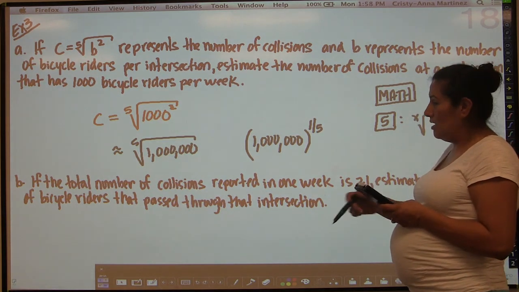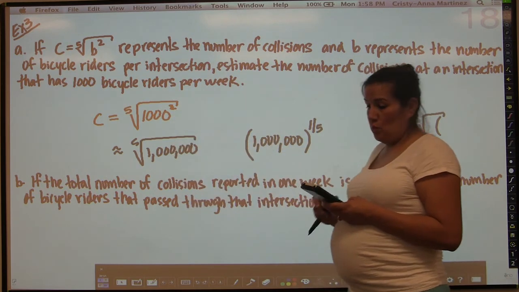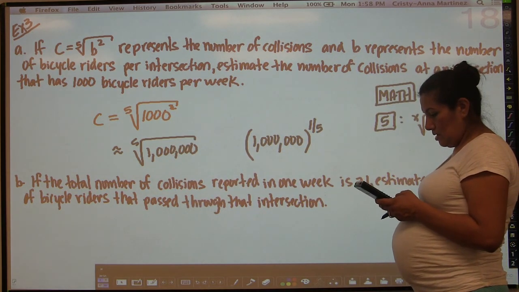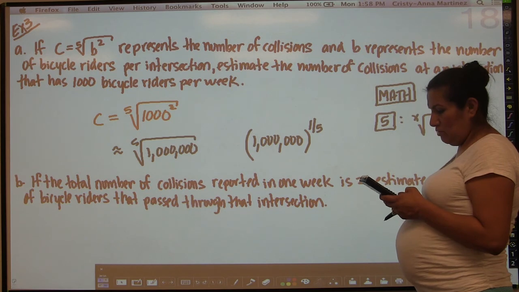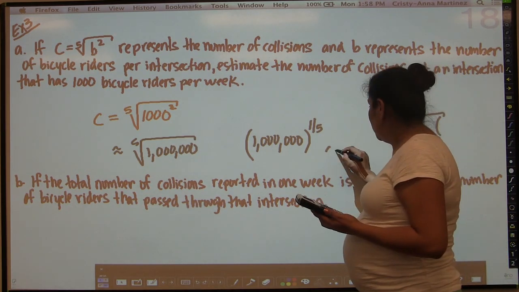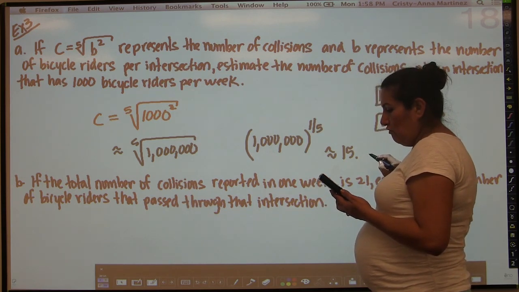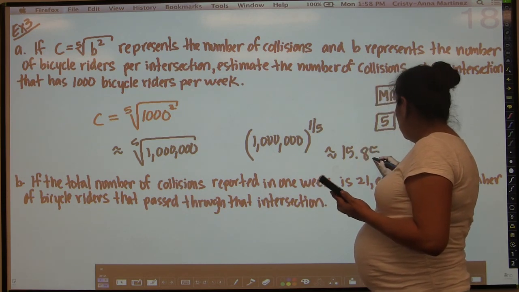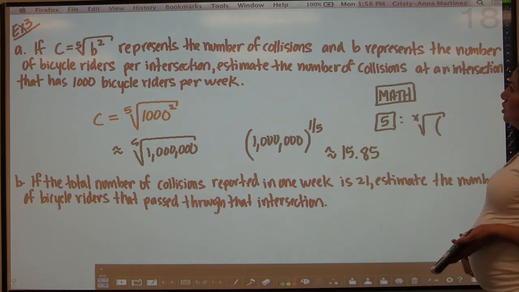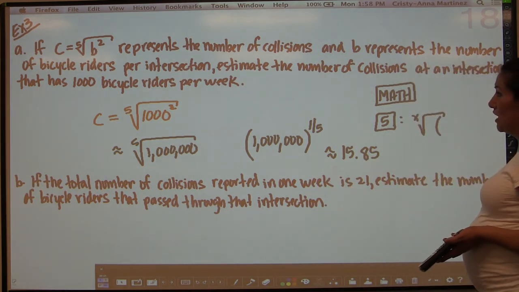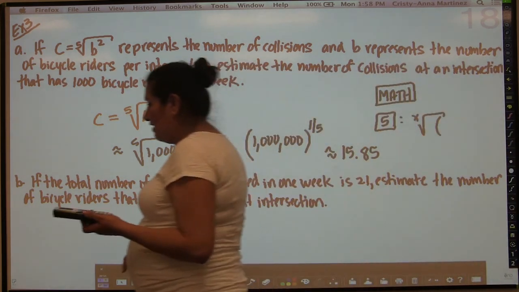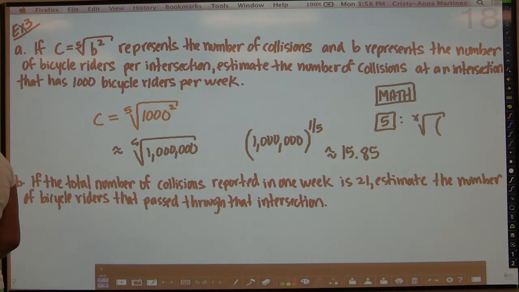You can even type in from here 1,000 squared if you want to. 1, 2, 3, 4, 5, 6. I didn't have enough zeros earlier, sorry. So now your answer is approximately 15.84 or 85. Okay, now that's the number of collisions. So the number of collisions at an intersection. So 15.85, almost 16 collisions at that intersection per week. That's not good. All right? I mean, obviously for the people that are in the collisions.